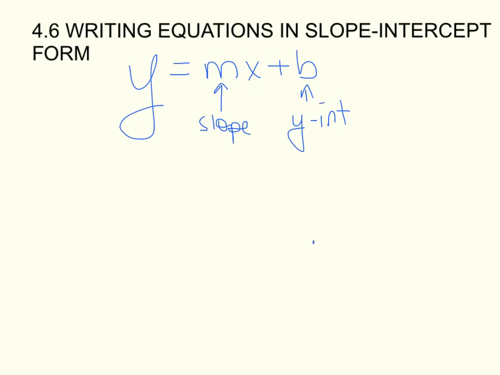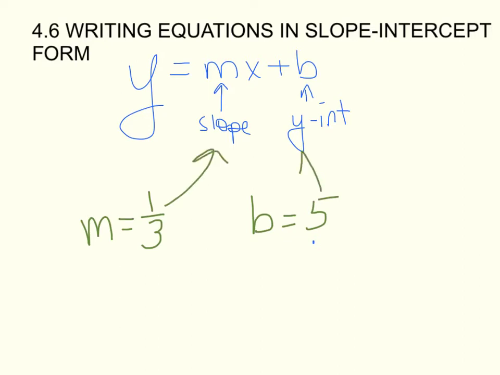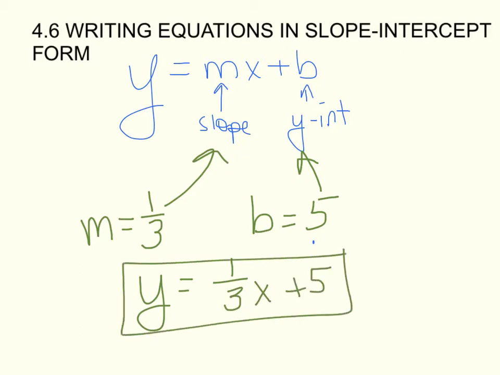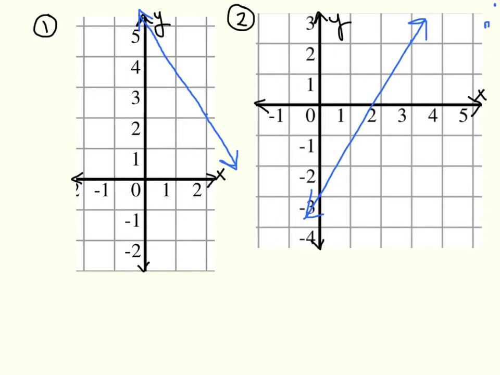So you're going to actually be given a graph, and from that graph you're going to be asked to find m. So for example, let's say m was 1/3. And then let's say b, which is where it crosses the y-axis, is 5. You then are going to take those two numbers, plug them into your equation, and in this case you would get y equals 1/3 x plus 5. And it's going to be that easy. It's incredibly easy if you know how to find the slope and y-intercept based on a graph.